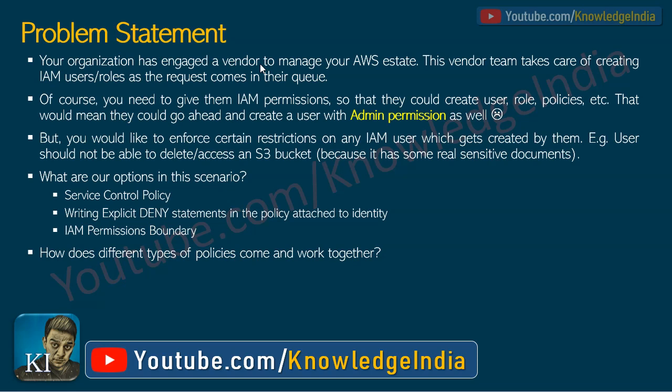We can go ahead and use service control policy. Maybe we can write a policy from the top and just say, okay, on this particular S3 bucket, there should not be any access and things like that. We can do that. Number one option. We can go ahead and write explicit deny statements in the policy attached to the identity. So what we could do is create the necessary policies beforehand, and we just tell this particular vendor team to use those created policies only. And with that, they should go ahead and create new users.